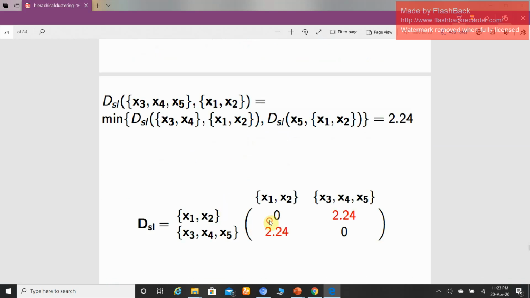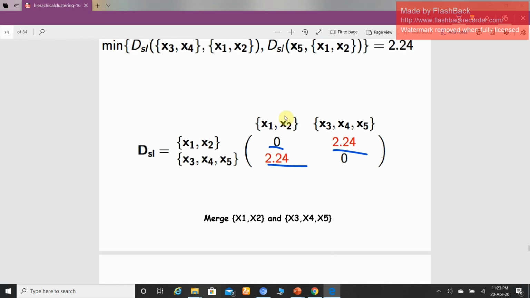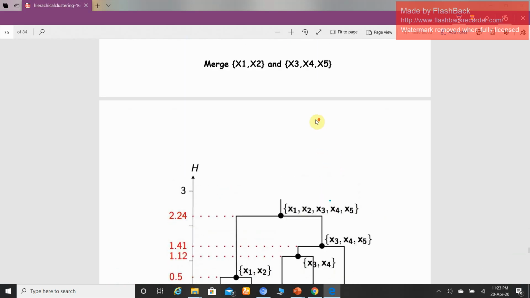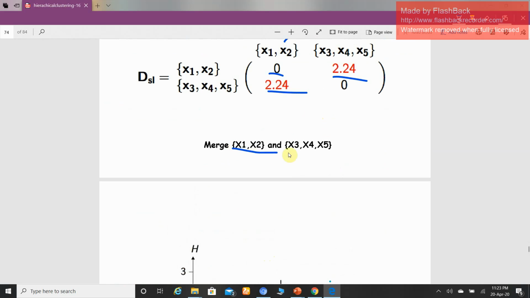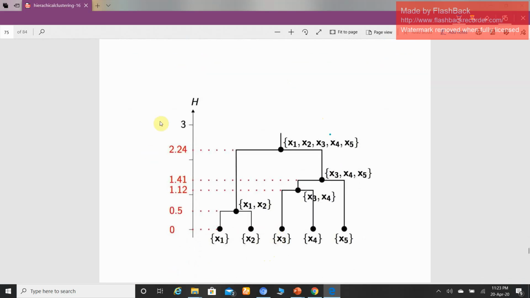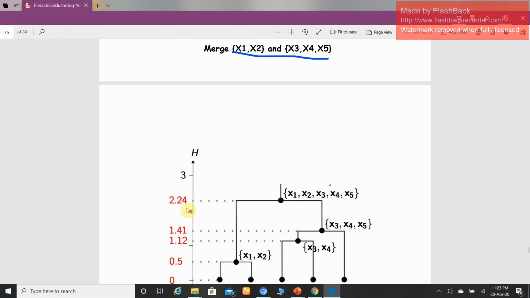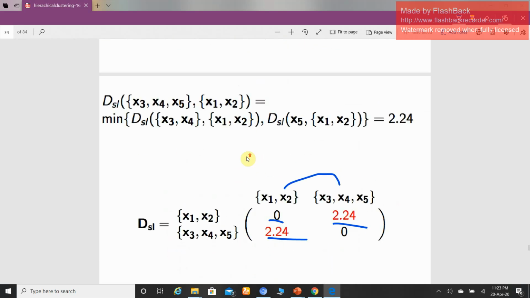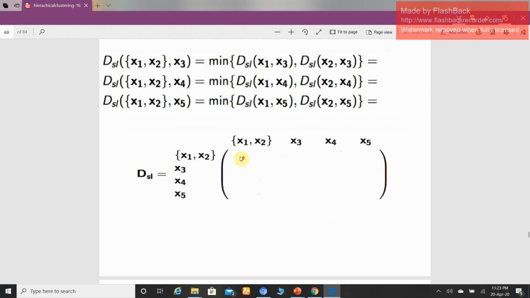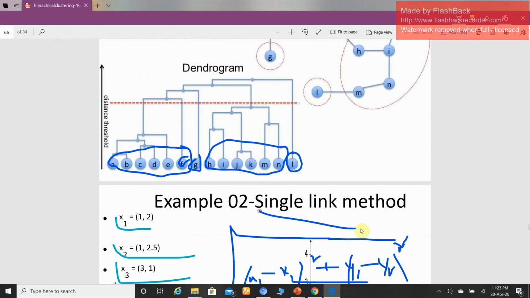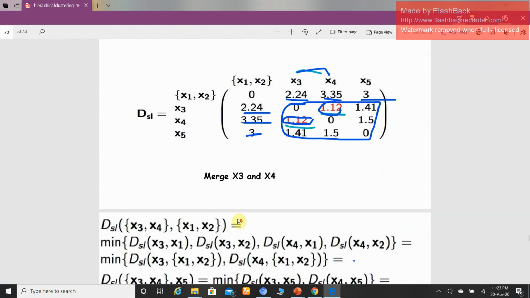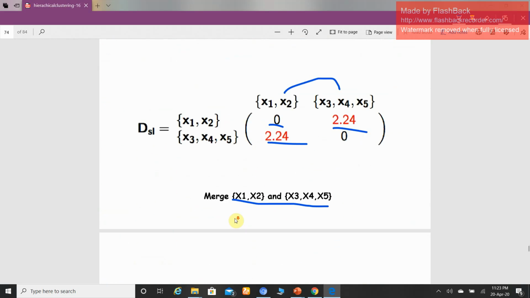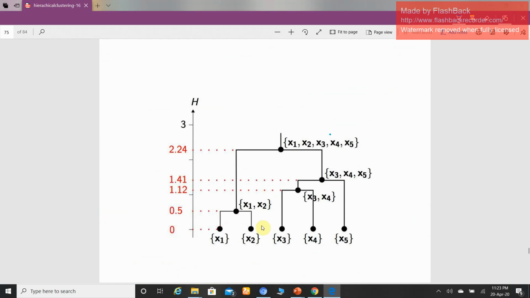Now fill all those fields. After filling all those fields, what is the minimum distance here? 2.24. Means finally we have to merge x1, x2 and x3, x4, x5. So now we have to construct the hierarchical clustering for the given example with the help of the single link method. So finally we have to prepare the hierarchical clustering, means how to represent hierarchical clustering based on a dendrogram.